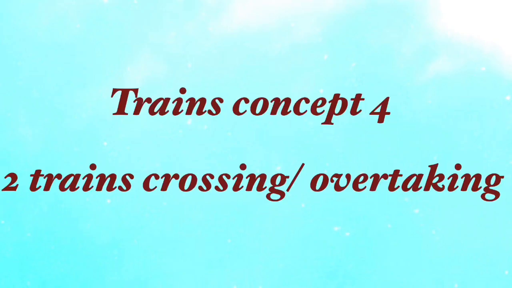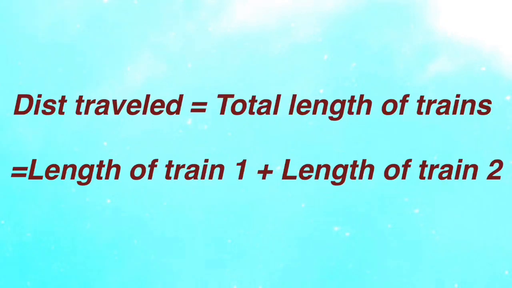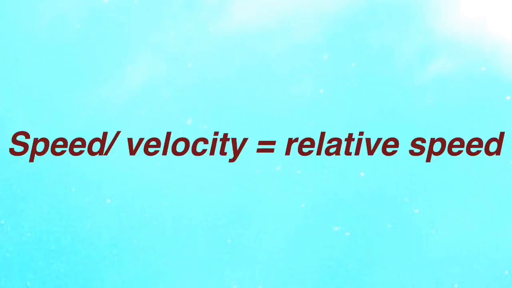Two trains crossing or overtaking. Here, distance traveled is the total length of the trains, so length of train 1 plus length of train 2. Speed or velocity is relative speed. We already discussed relative speed in trains concept 3. Link is in the description. Let's jump into the topic with a few examples.